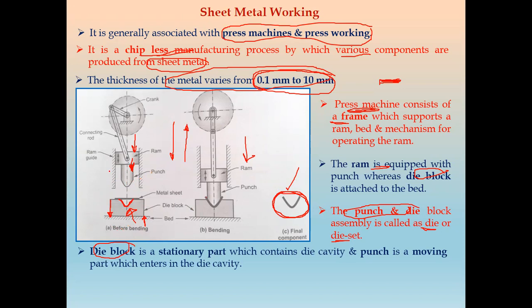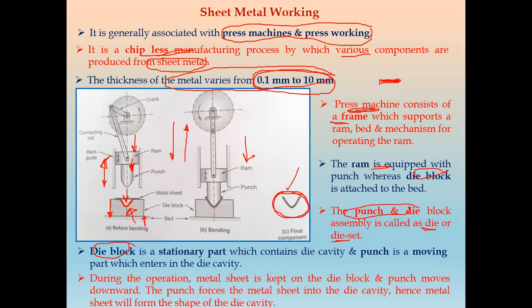And the punch is the moving part. It will move in the downward direction and the upward direction, so there will be movement of the punch in both directions. The punch is the moving part which enters the die cavity to form a product or a component.